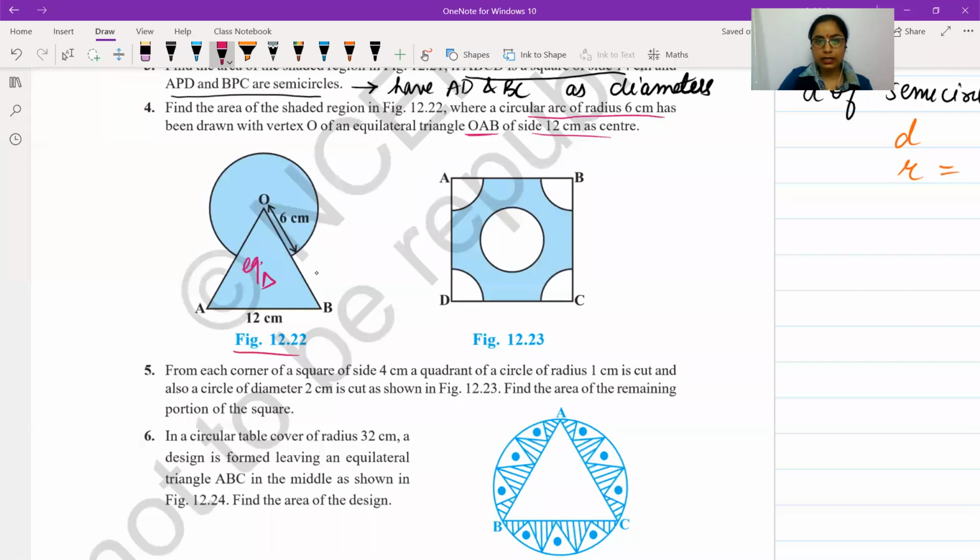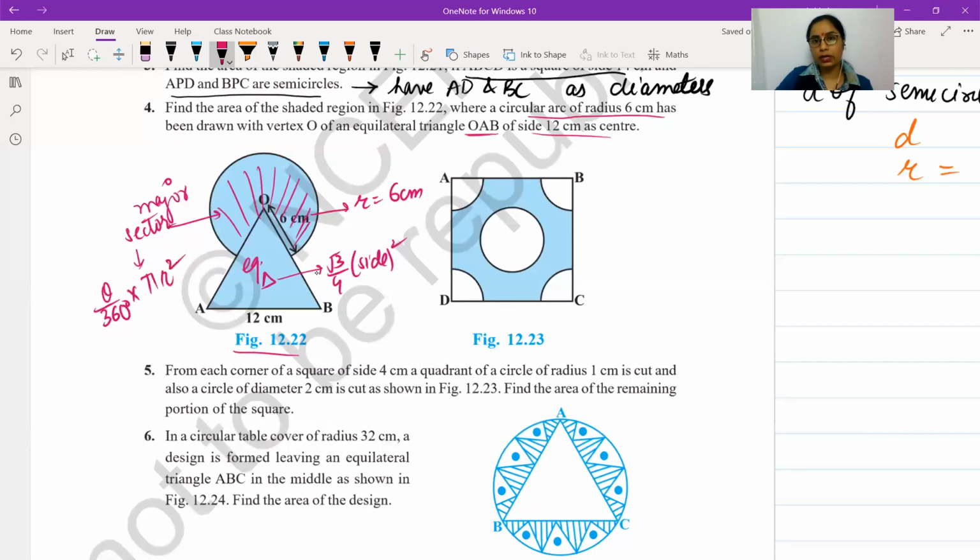If we want to find this shaded area, it's very simple. This is √3/4 into side square. Now you need to find out the area of this sector. This is actually a major sector because the theta is greater than 180 degrees. You need to find out the area of this major sector. The radius for this sector is 6 centimeters. O is the center. Can you find out the area? Area of the sector is given by theta by 360 degrees multiplied by pi r square.